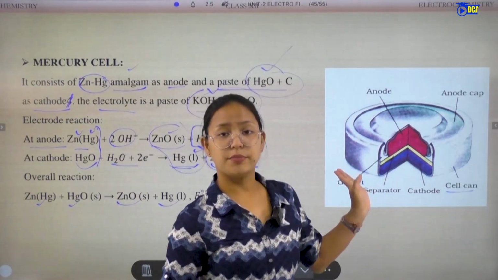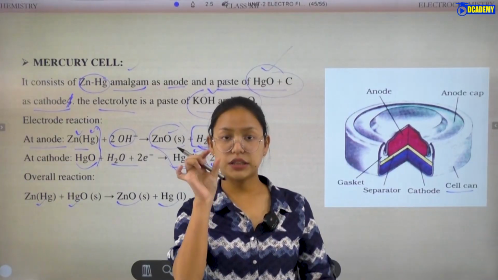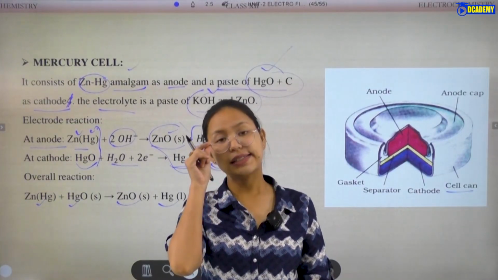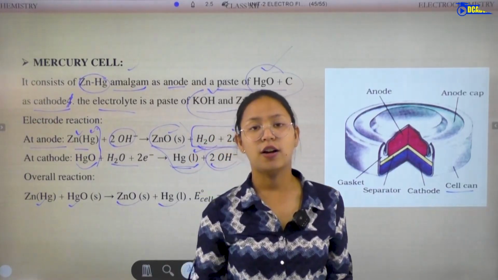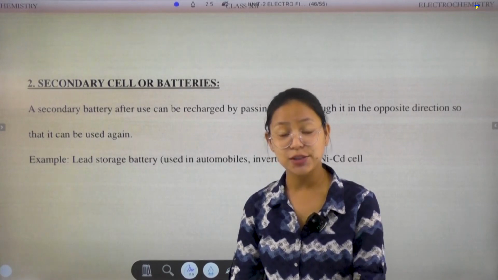There is also this type of battery. So the mercury battery, the button or circle shaped mercury battery. So that is the mercury cell. Okay, next we will go through the secondary cell.